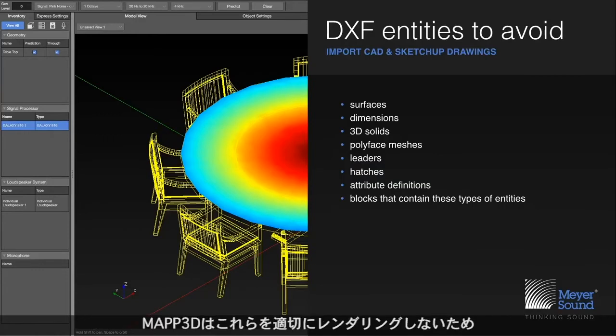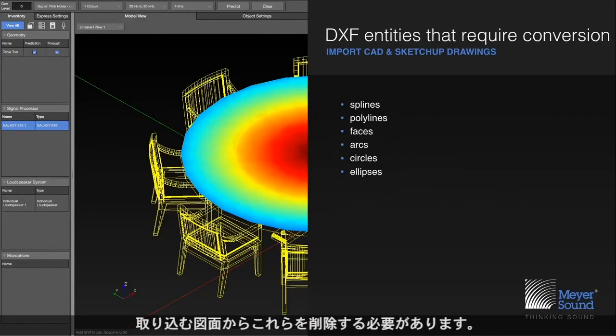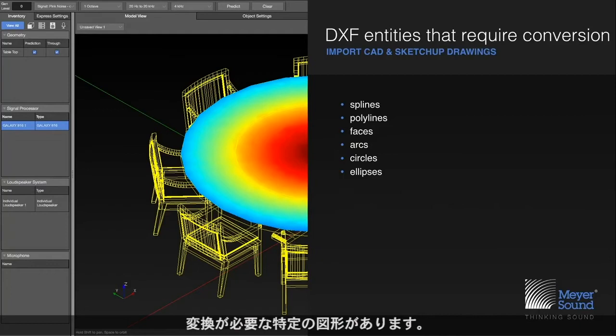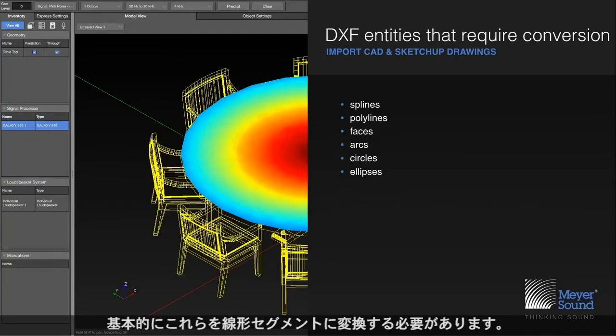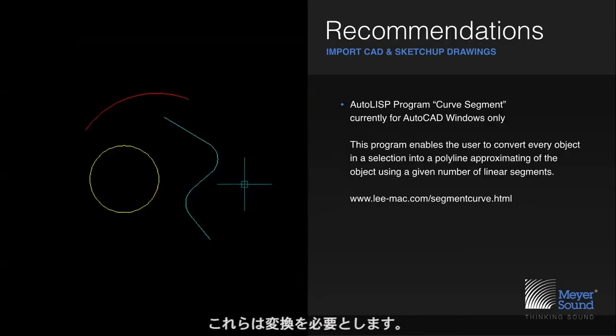Because MAPP3D will not render those properly, you need to eliminate those from your incoming drawings. And then there are certain entities that require conversion, such as splines, polylines, faces, arcs, circles, and ellipses. You need to basically convert these into linear segments. And depending on which program you use, there are several ways you can do that. There are too many ways, in fact, for us to cover, but these require conversion.